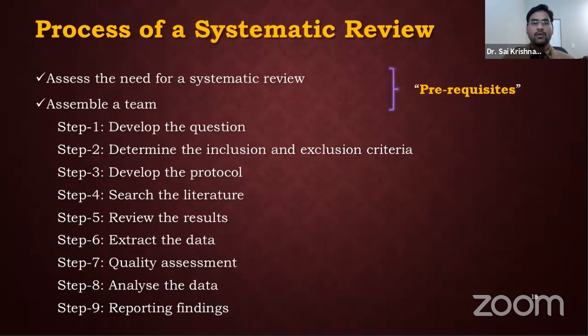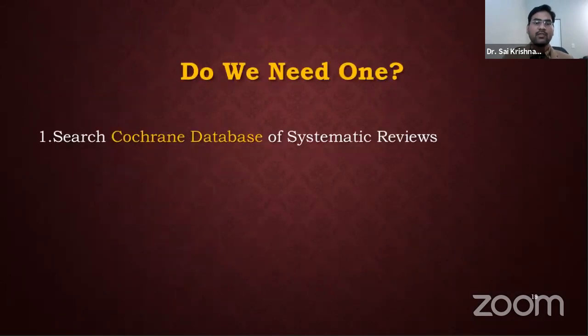Before that, I just wanted to make a point. Whenever you want to start a systematic review, you have to take care of 2 prerequisites, even before developing the research question, which is the first step. First, you need to answer these 2 questions to yourself. Those are known as prerequisites in order to start a systematic review. So the first prerequisite is, do we really need one? That's a question you have to ask yourself.